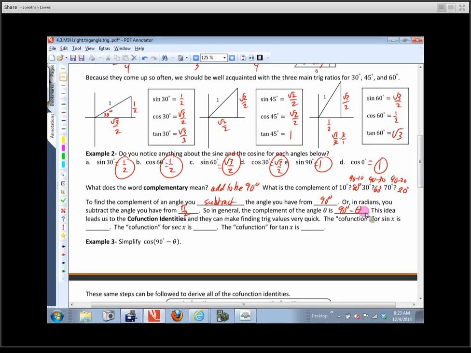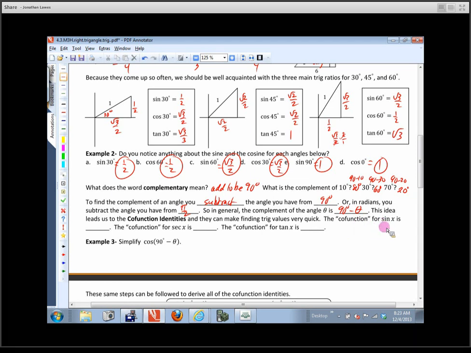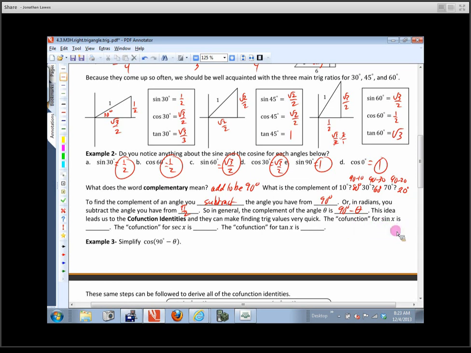Okay? So this leads us to something that we call the cofunction identities. And it can make finding some of the trig values pretty darn quick. So we need to talk about what a cofunction is first of all. And it's kind of in the name. What do you think the cofunction is for the sine?